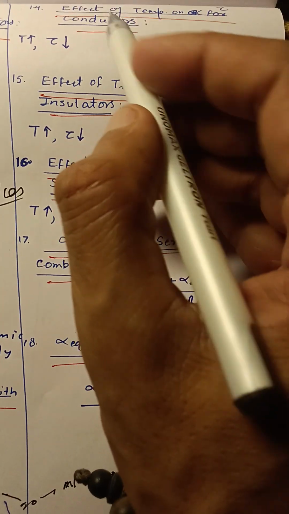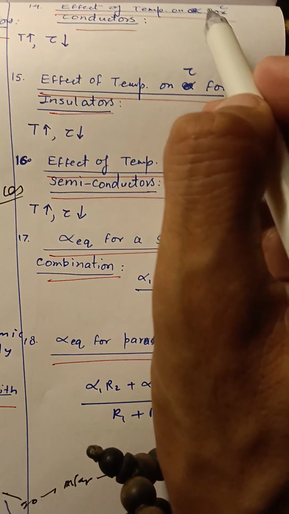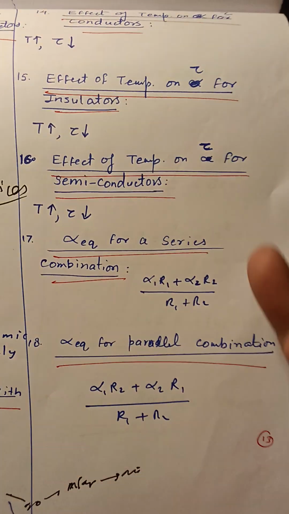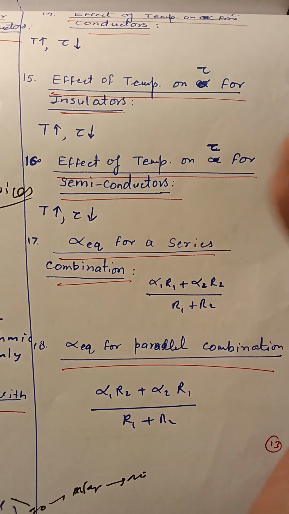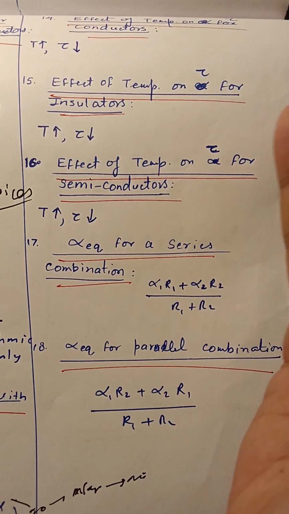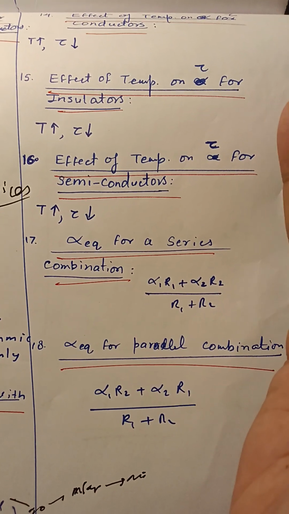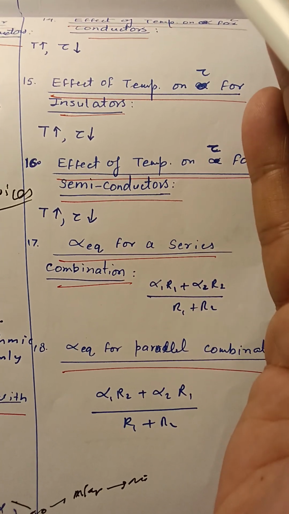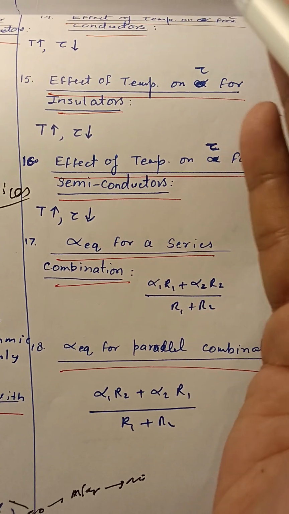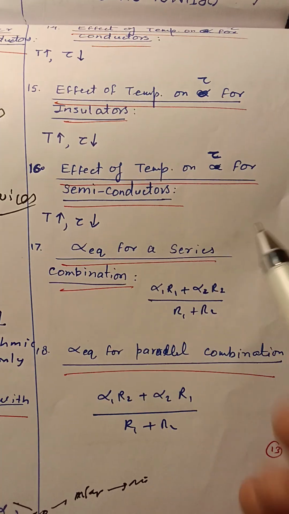Next question here is the effect of temperature on torque for conductors. As I already discussed, it decreases in all the three cases, because with an increase in temperature, electrons start moving faster. The collision frequency increases. They collide more often, and because of that, the average relaxation time decreases.